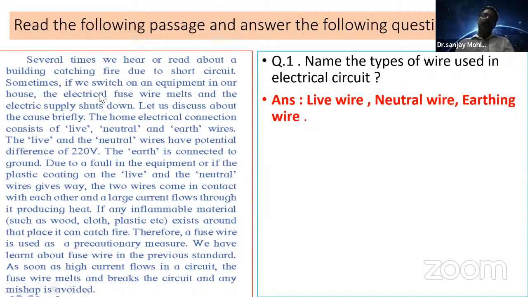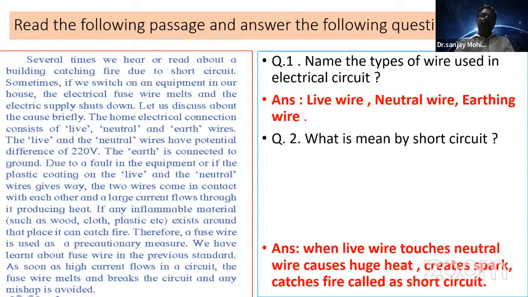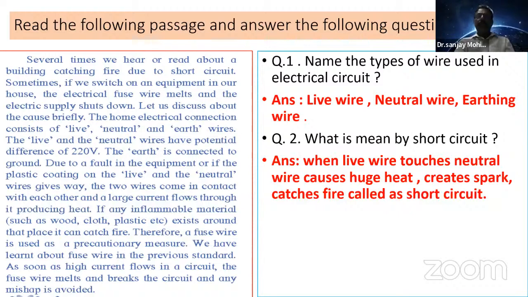As I told you, the three types of wire we use in an electrical circuit are live wire, neutral wire, and earthing wire. What is meant by short circuit? When a live wire touches the neutral wire, it causes huge heat, creates a spark and catches fire; this is called short circuit. Many times students are under the impression, especially in the science paragraph, that they have to write the answer using the content given in the passage.